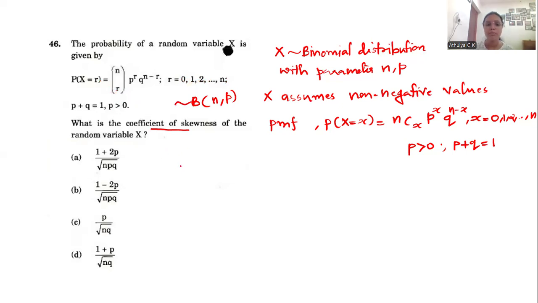We know that for a binomial distribution, the coefficient of skewness beta 1 is equal to (1 - 2p) divided by the square root of npq. So in the same question, since the random variable x follows binomial distribution, the coefficient of skewness will be (1 - 2p) divided by the square root of npq. So the right answer is option B.